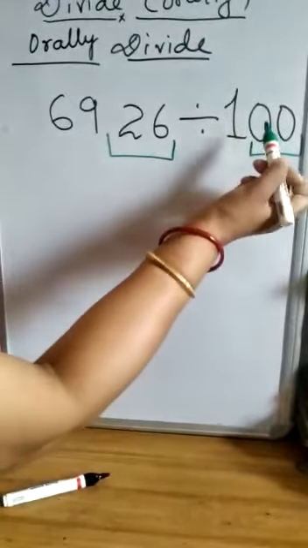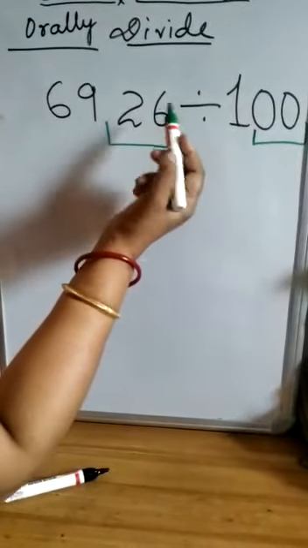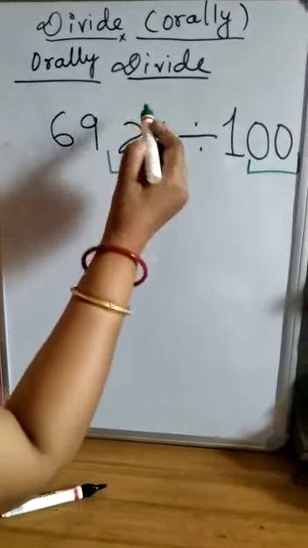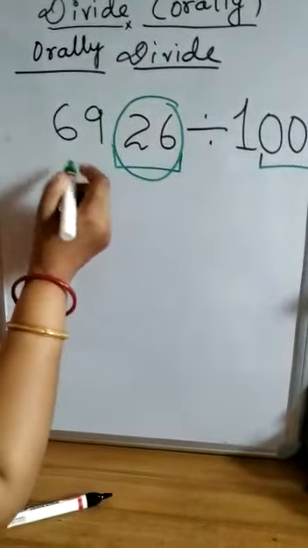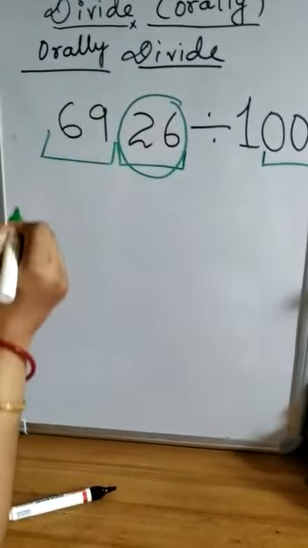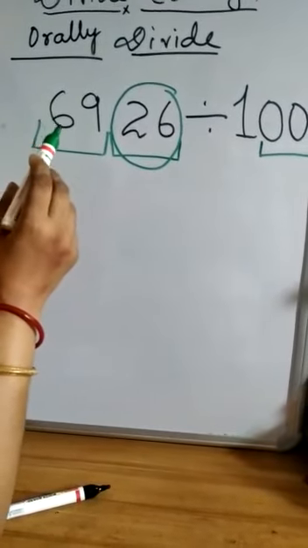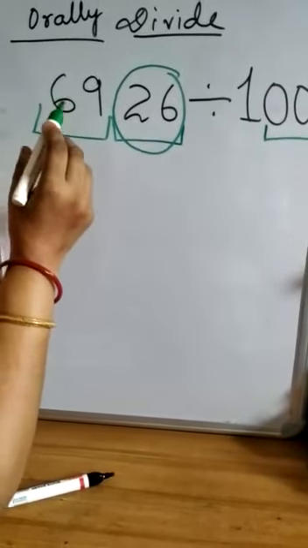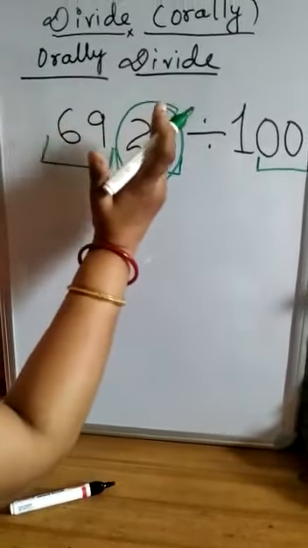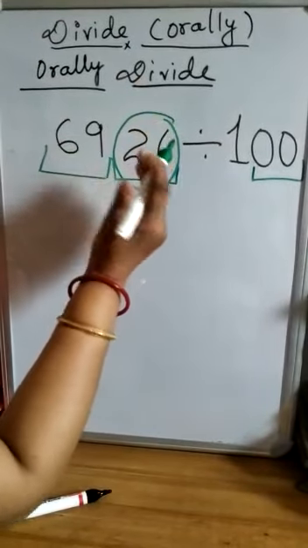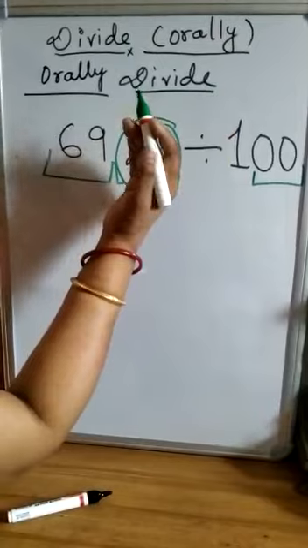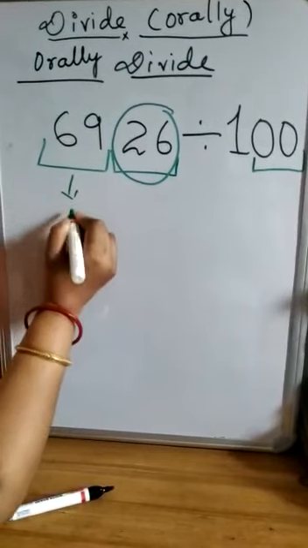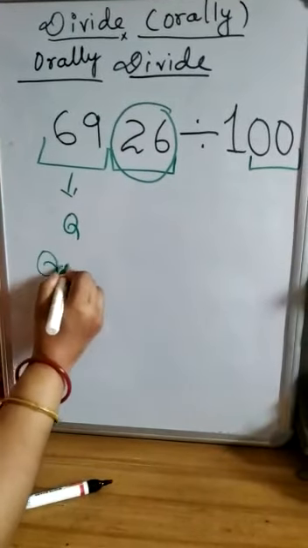Orally, how will I divide it? 2 zeros are there, so I will remove 2 digits from the right side of the number, 1, 2. So these 2 digits are removed. Now the leftover, the digits that remain, that is 6 and 9, this is the quotient. So the quotient is obtained by removing the first 2 digits from the right side. The first 2 digits are 2 and 6. So I will remove them, and the digits that remain, 6 and 9, are the quotient. Okay. So the quotient is 69.